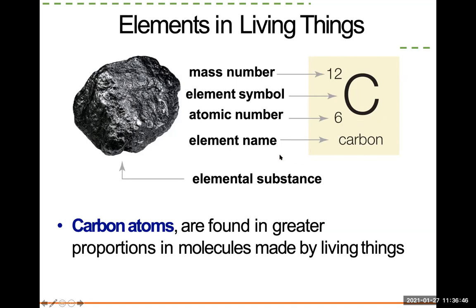So all living things are made of carbon, coal is made of carbon, diamonds are made of carbon, depending on how they're arranged, basically. Everything inside you, the backbones of carbohydrates and all that, is made of carbon. Like I said, we're going to talk about the elements or atoms that are important for life. So carbon, nitrogen, oxygen, maybe water. Those are the ones we're going to discuss. Carbon atoms are found in greater proportions in things made by living things.